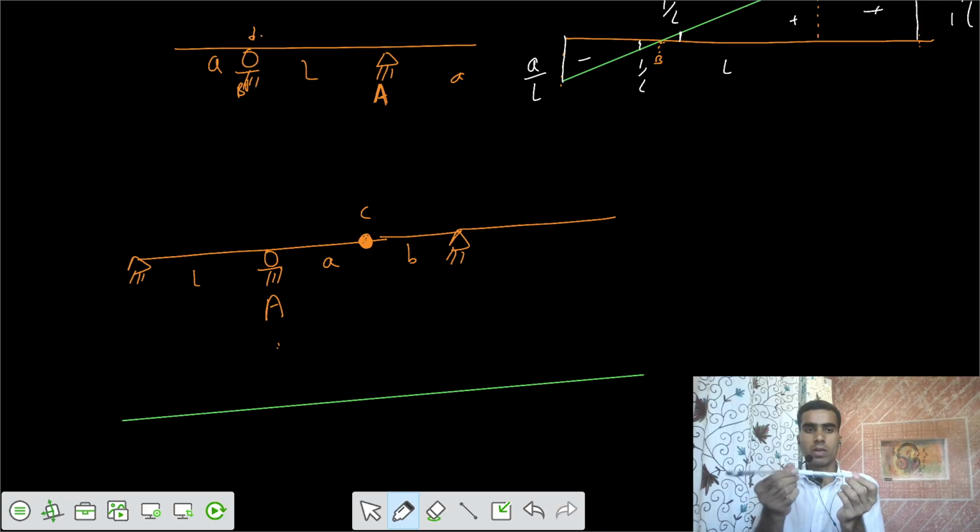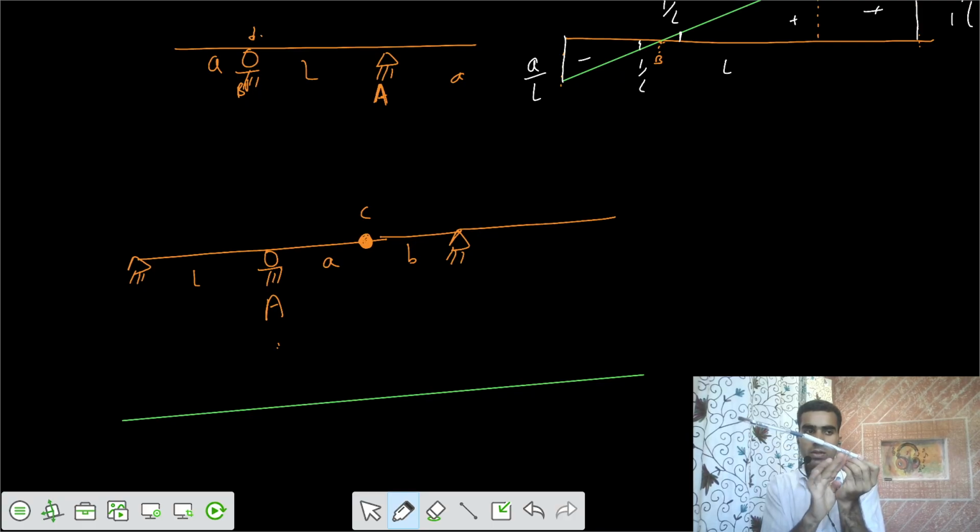This is your support 1, support 2. There is an internal hinge here. There is one more support here. Let's forget the supports from this side. Let's say this is the internal hinge at this point, and we have the support A, and we have the supports from this side. So we have to do one thing. We have to remove this restraint. Once I remove the restraint, then apply unit displacement.